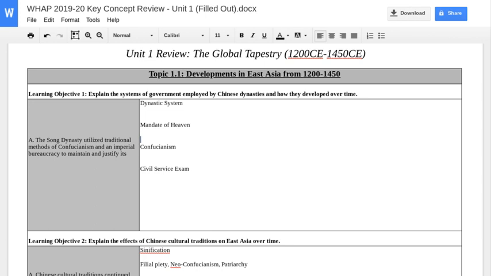So if you look at A there, the Song dynasty utilized traditional methods of Confucianism and an imperial bureaucracy to maintain and justify. And I've got some formatting errors, so bear with me on this. But to justify, I think it says its rule or something like that. So basically, you got to look at traditional methods of Confucianism and imperial bureaucracy.